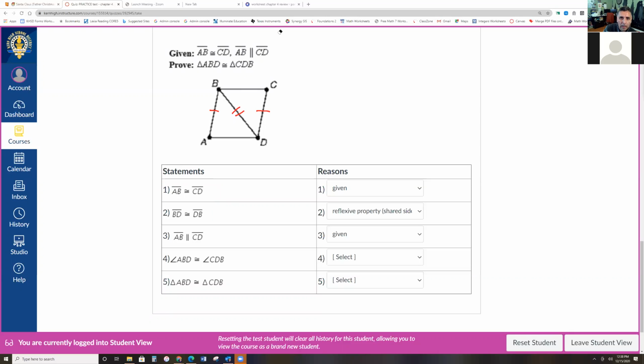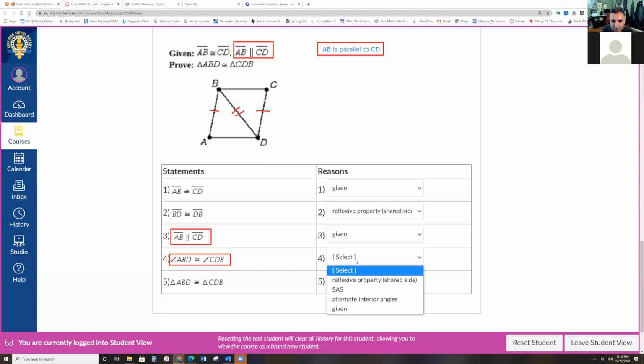And then I mentioned earlier, whenever you see this, remember that means AB is parallel to CD. Whenever you see parallel, you should automatically think alternate interior angles. So I have that, and then they gave me this. Well, those two angles must be, look at the choices, alternate interior angles.